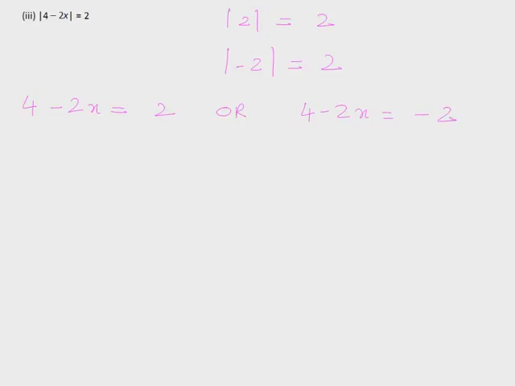Solve these two equations. So I get minus 2x is equal to 2 minus 4, that's minus 2. I divide both sides by minus 2, I get x is equal to 1. Here I get minus 2x is equal to minus 2 minus 4, that's minus 6. So I get x is equal to 3. Again, quickly plug in both values to verify your answers. Never choose an answer without quickly plugging in.